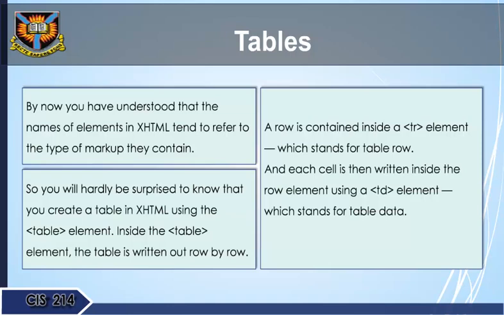By now, you have understood that the names of elements in HTML tend to refer to the type of markup they contain. So you will hardly be surprised to know that you create a table in XHTML using the table element. Inside the table element, the table is written out row by row. A row is contained inside a tr element, which stands for table row, and each cell is then written inside the row element using a td element, which stands for table data.